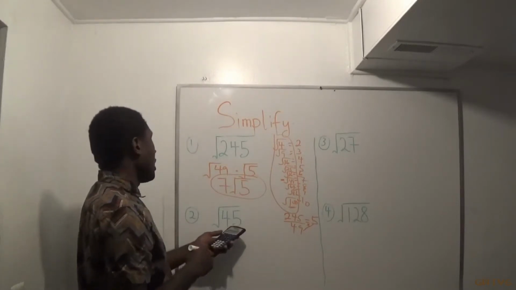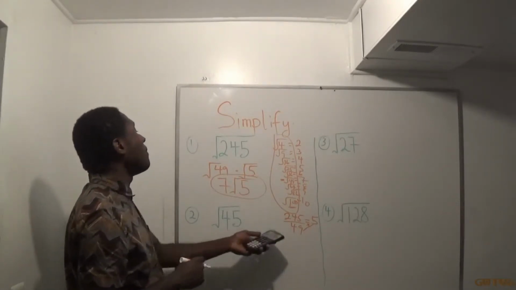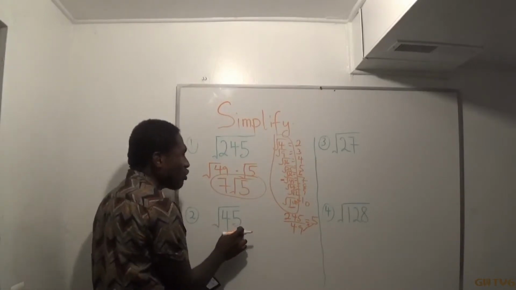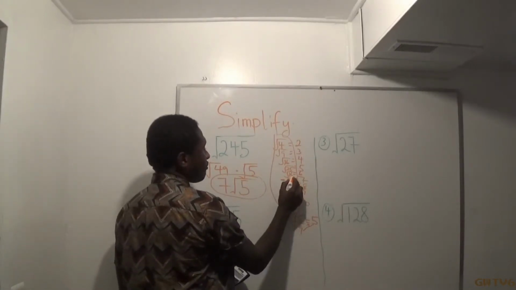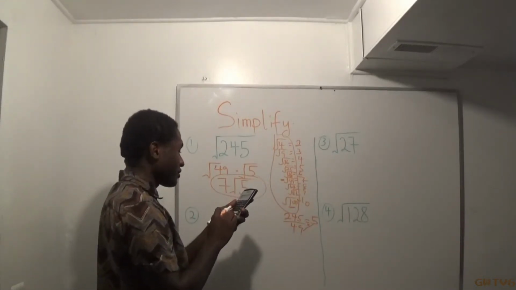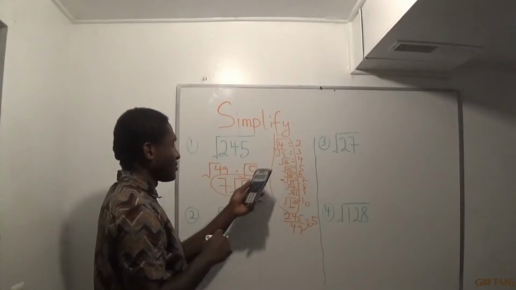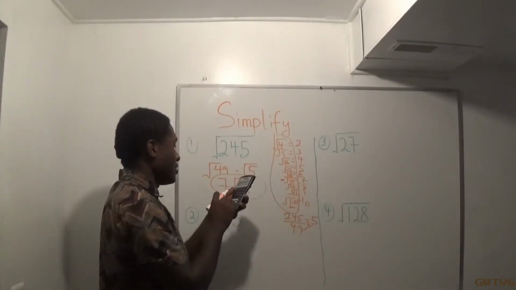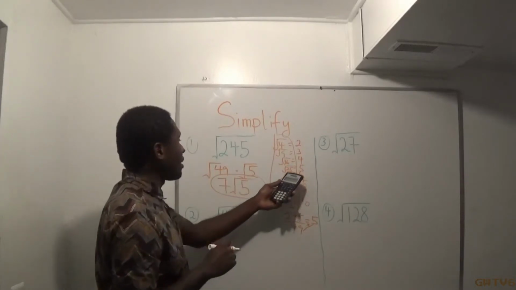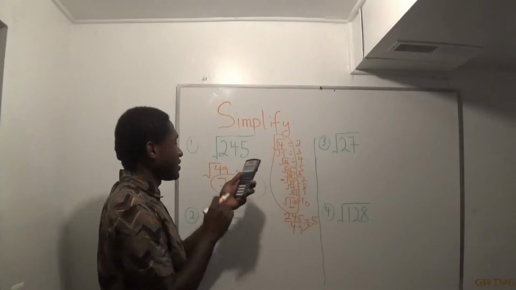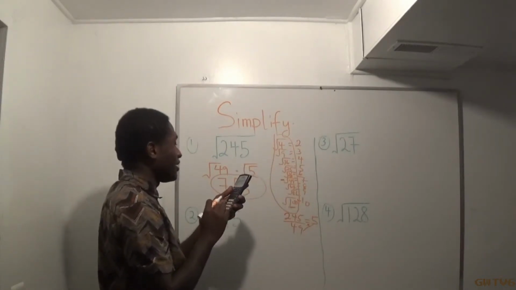To do that, I'm going to take this number and then divide by my perfect squares. But I start dividing by the number that is just lower than 45. So I'll start with the 36. 45 divided by 36. I already have it down, so I didn't have to copy it again. So 45 divided by 36, I got a decimal. I move on to the next one. 45 divided by 25, I got a decimal. 45 divided by 16, I got a decimal.